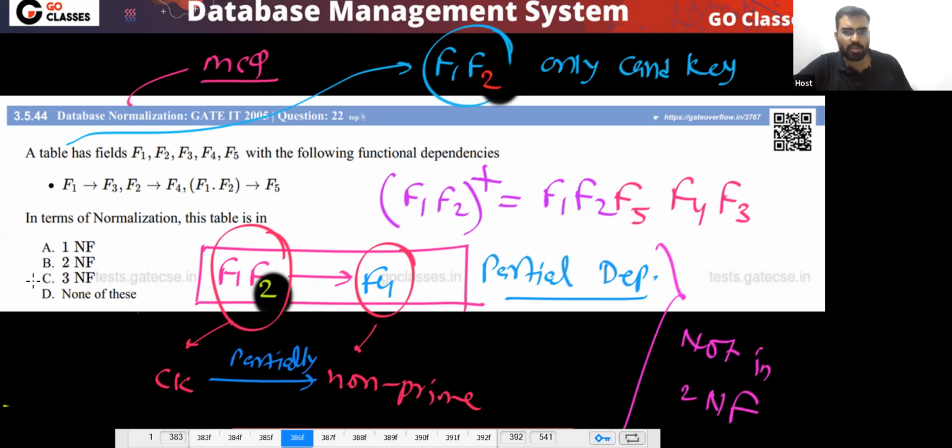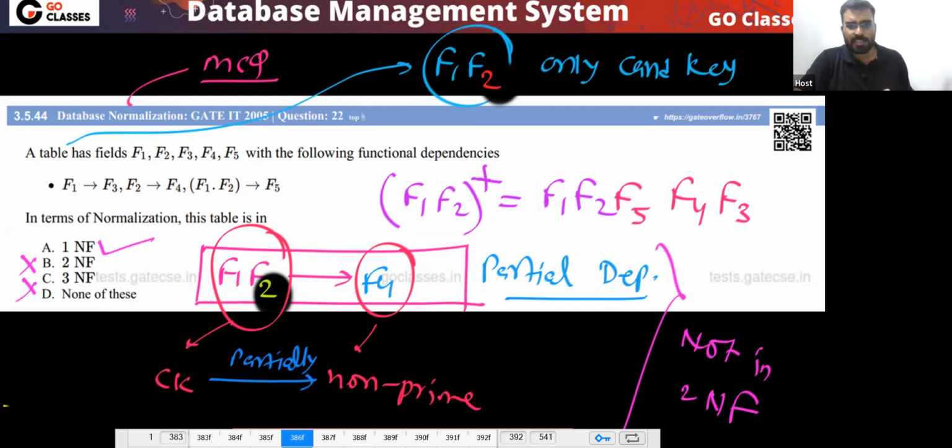So you can notice this is not in 2NF, so it is also not in 3NF, not in BCNF. Is this clear? This is not in 2NF, so the answer will be 1NF. Yes or no? What is another method?